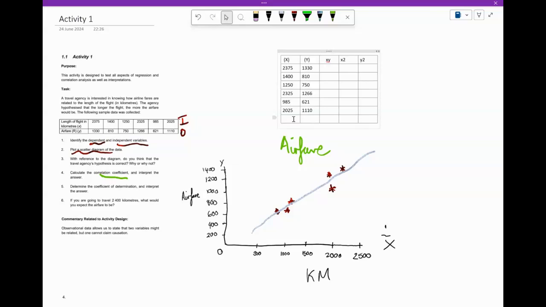X is 10,360. Okay. And then what? 10,360. Okay. And then Y is 5,880 something. Okay. Then obviously your xy is your x times your y, right? So we'll say 2,375 times 1,333, sorry, and 30.